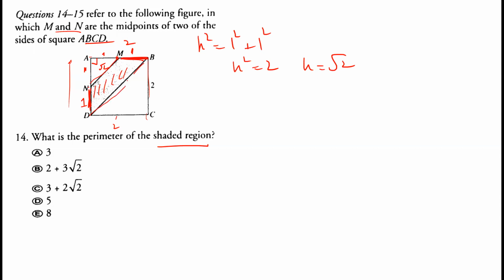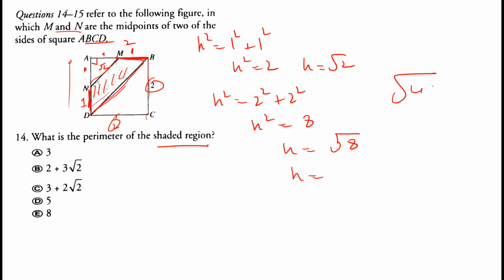Now this length again, it's a hypotenuse. So H square equals, now the sides are 2, so 2 square plus 2 square. H square equals 8. H equals under root 8. Or we can say H equals 4 into under root 2. This 4 goes out, this becomes 2. So 2 under root 2. This is 2 under root 2.